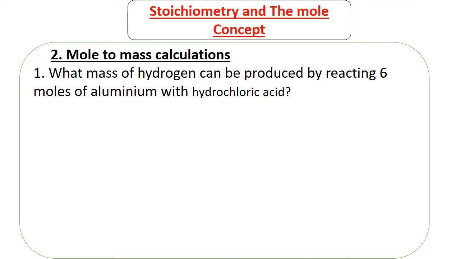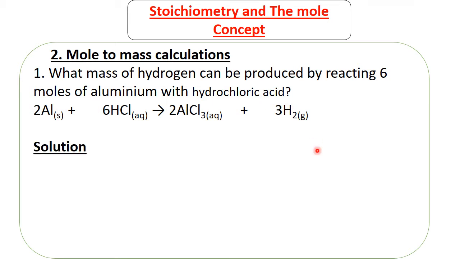What mass of hydrogen can be produced by reacting 6 moles of aluminium with hydrochloric acid according to this equation? So I've got aluminium reacting with hydrochloric acid to form aluminium chloride and hydrogen. They want the mass of hydrogen that's going to be produced when 6 moles of aluminium reacts with hydrochloric acid. So we are concerned with aluminium and hydrogen.